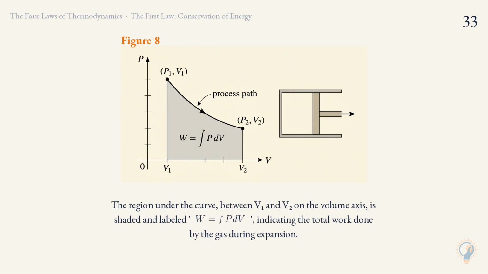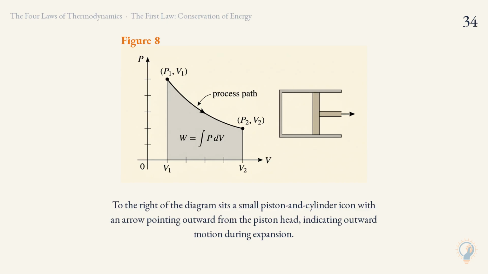The region under the curve, between V sub 1 and V sub 2 on the volume axis, is shaded and labeled W equals the integral of PdV, indicating the total work done by the gas during expansion. To the right of the diagram sits a small piston and cylinder icon, with an arrow pointing outward from the piston head, indicating outward motion during expansion.